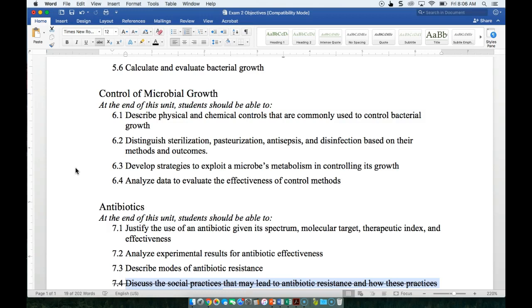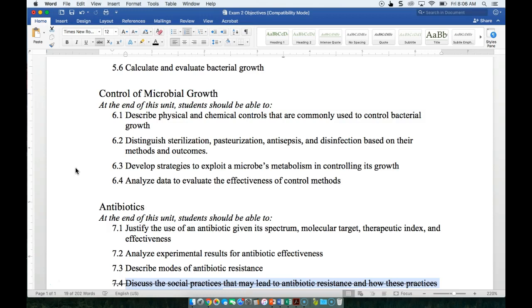Do anything that isn't optimal for the organism. Okay, that's the bottom line. And that really gets down to 6.3, developing these strategies for exploiting microbes' metabolism. So if it's an acidotolerant organism, obviously adding acid or encouraging some sort of lactic acid fermentation to inhibit the growth of the organism is not going to work. It's tolerant to that condition. So in part, this should be intuitive.